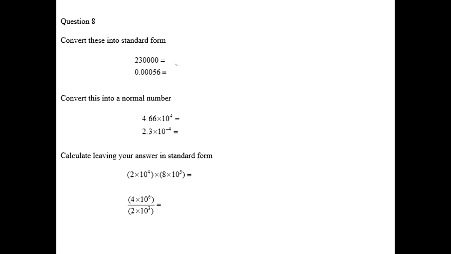Here we have a standard form question. The first thing we need to do to convert this number into standard form is decide what number between 1 and 10 we would use in order to write that in standard form, and for this one it would be 2.3 and then times 10, and then we need to work out the power.